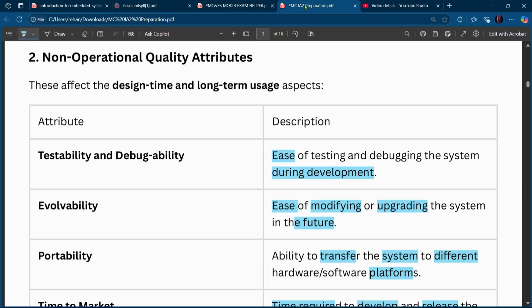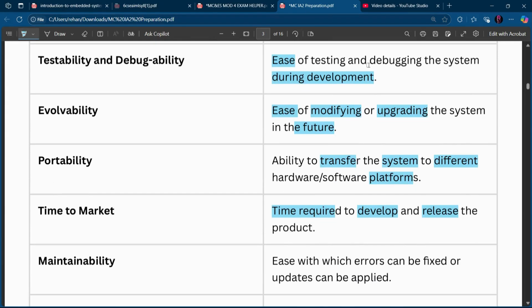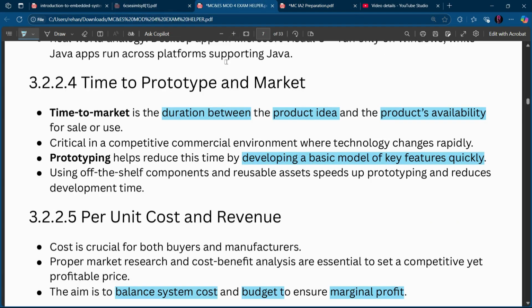If you don't have much to write and it has been asked for more marks, you can simply use a real-world example with technical terms in it. You can say time to market: the time required to develop and release the product, not much different.